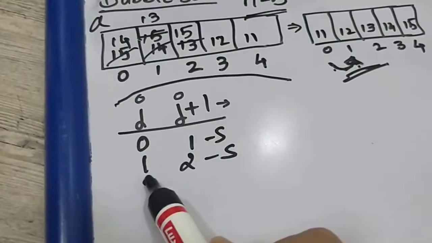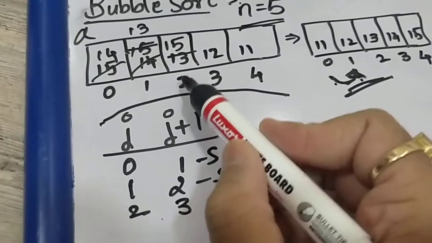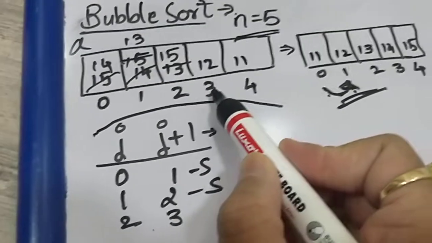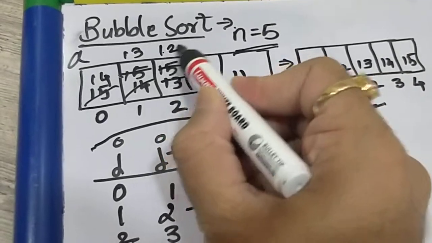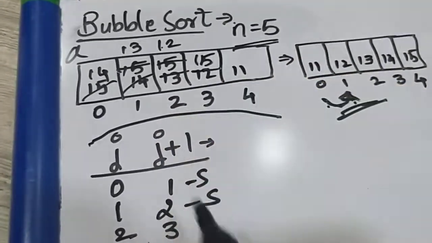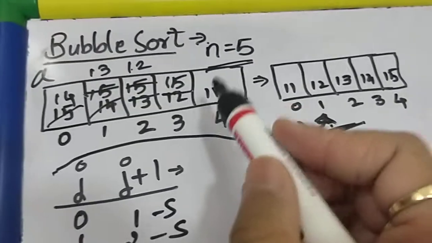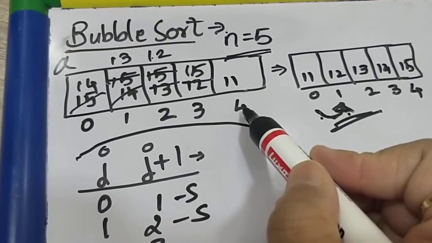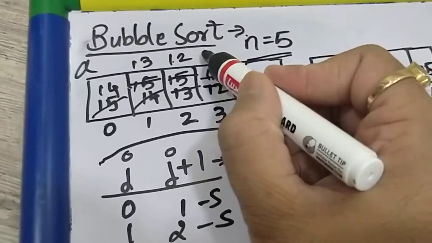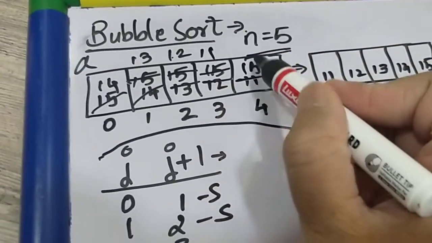Now 2 will be compared with 3. Is a of 2 greater than a of 3? Yes. Swap. So here we'll have 12 and here we'll have 15. Now 3 will be compared with 4. Is a of 3 greater than a of 4? Yes. Swap. So here we'll have 11 and here we'll have 15.